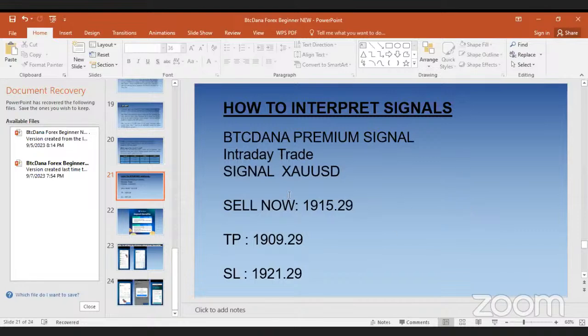Tomorrow we'll be looking into another topic on how we can better our knowledge in forex trading. Right now we've come to the end of our session for this evening.